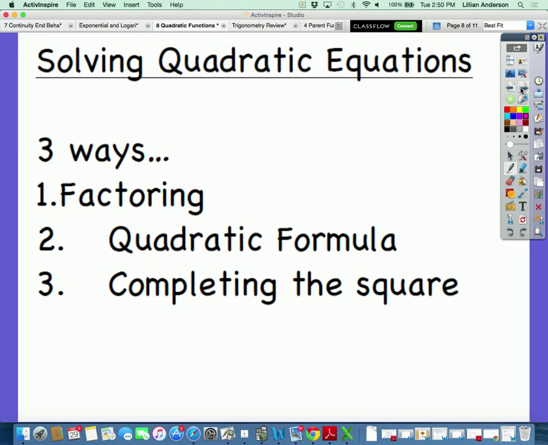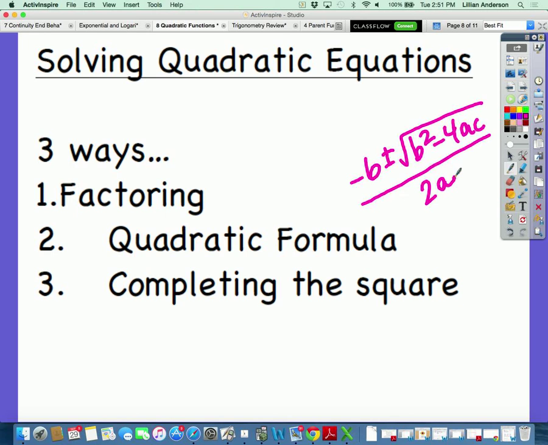Solving quadratics, there are 3 ways: factoring, quadratic formula, and completing the square. Factoring, we should be good, right? Okay. Quadratic formula, do you remember it? Negative b plus or minus the square root of b squared minus 4ac. Okay, props to whoever was singing. So there's the quadratic formula.